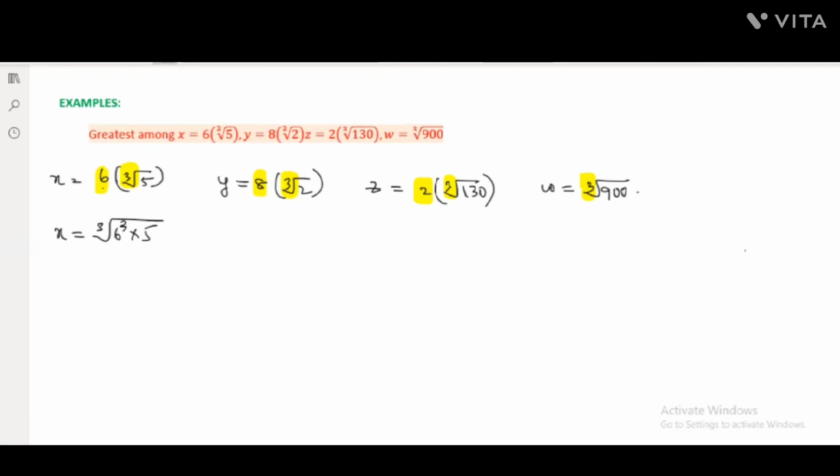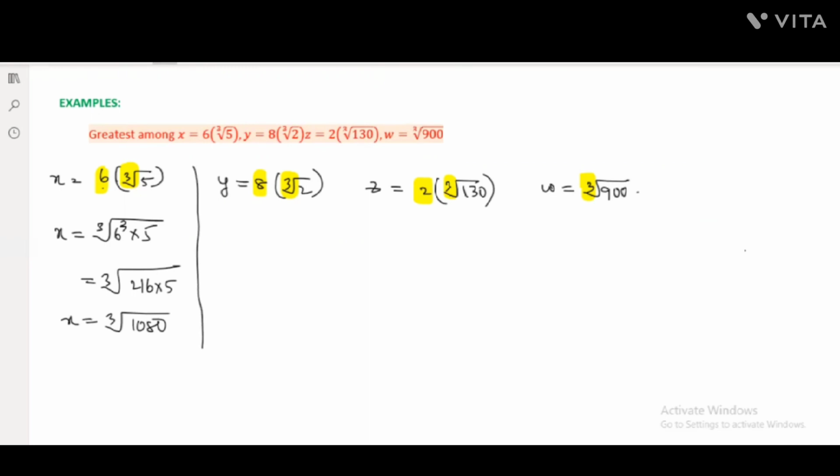So what we will get is 6 cube into 5 here. When you see the calculation of this one, 6 cube is nothing but 216. So 216 into 5 gives cube root of 1080. You will get the x value.